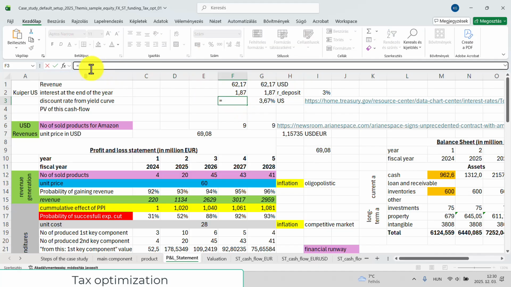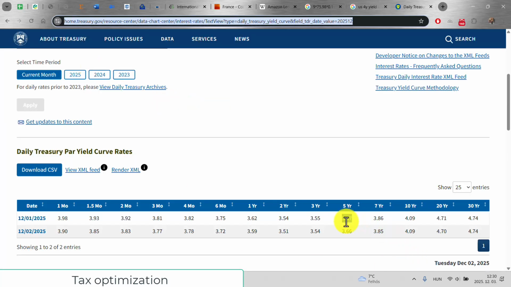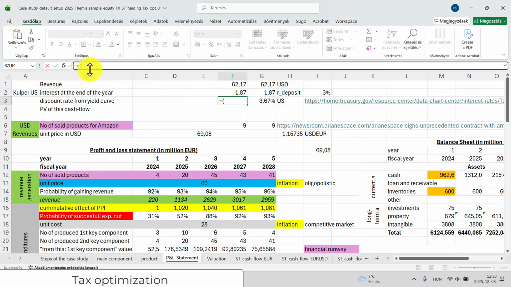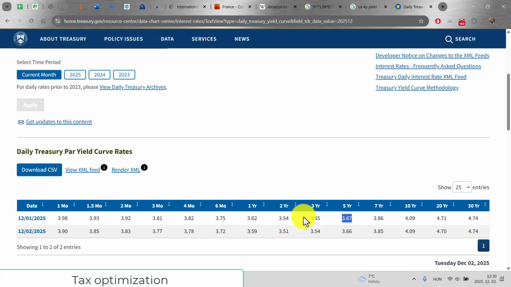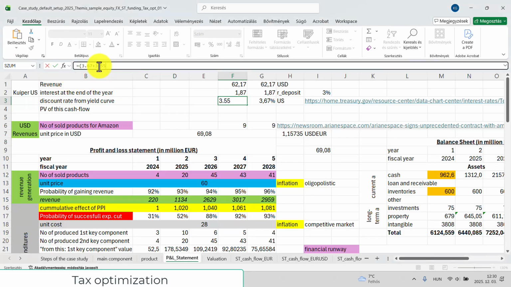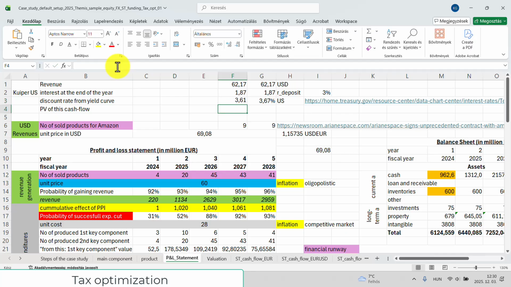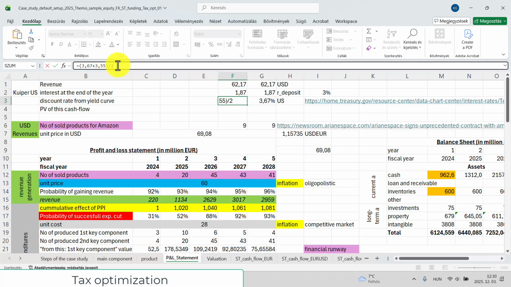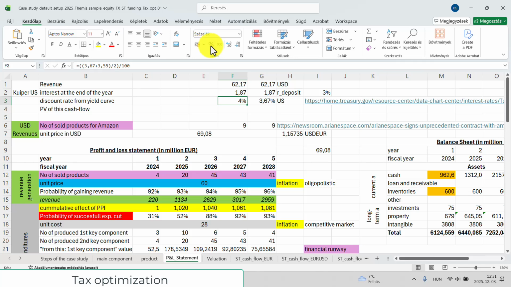And here we have to do linear interpolation, so we have to add, oops, not the URL, but the US 5-year plus the 3-year, and then divided by 2, and then we can see that, okay, this is the other percentage, and still we have to divide it by 100. Make it a percentage, and now we are the happy owner of our discount rate.